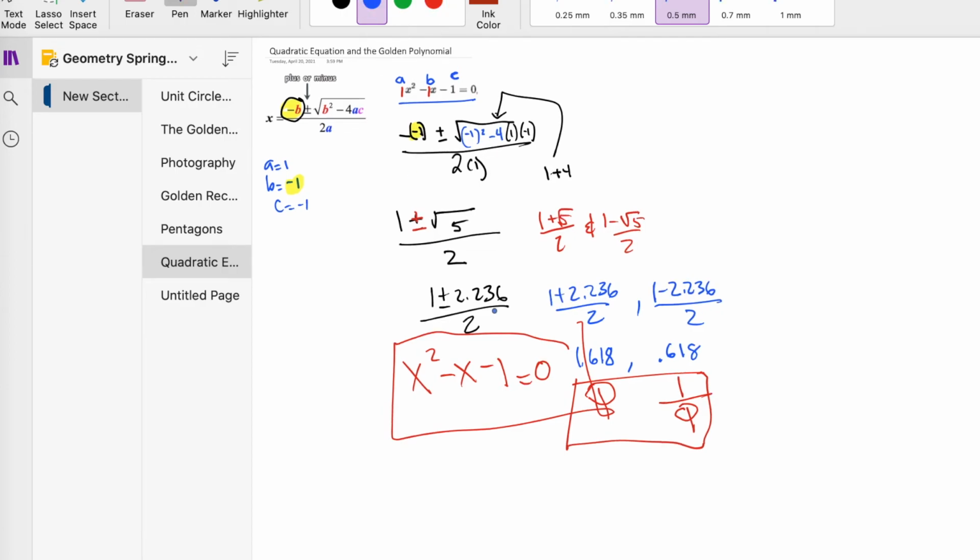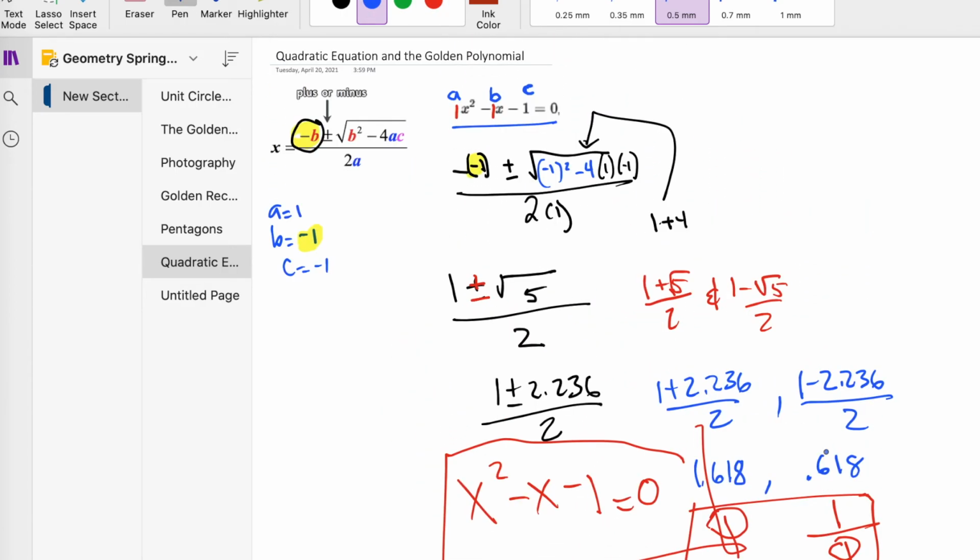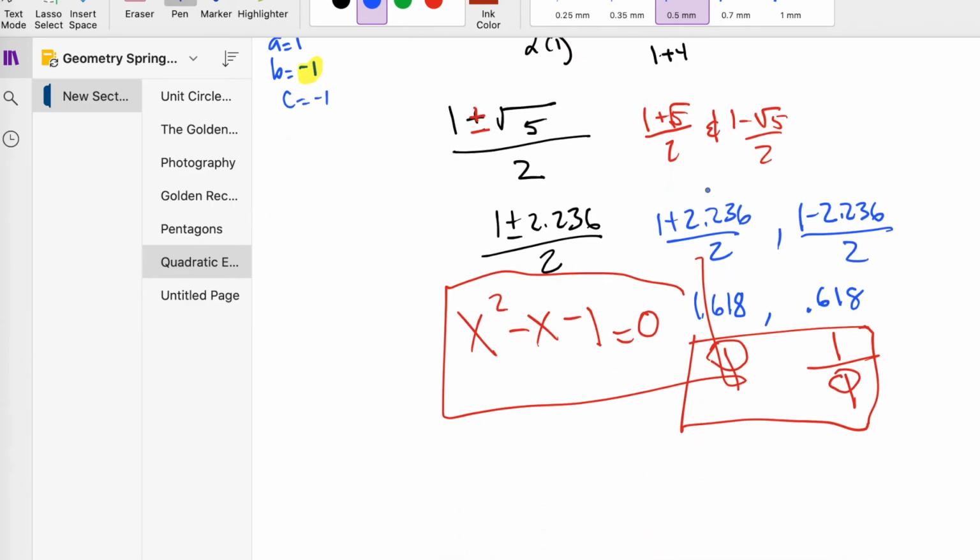I would call that a golden polynomial, because when we solve it we get the golden ratio phi as well as the reciprocal of phi. And again, those represent those shapes that we enjoy. Oops, that's supposed to be a pentagon.